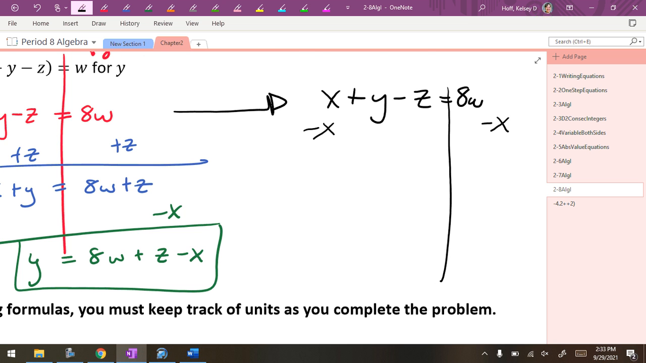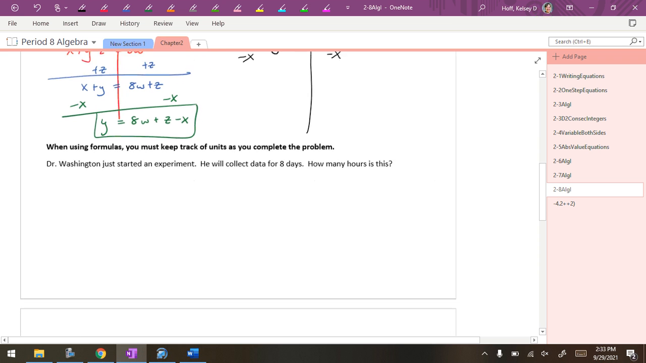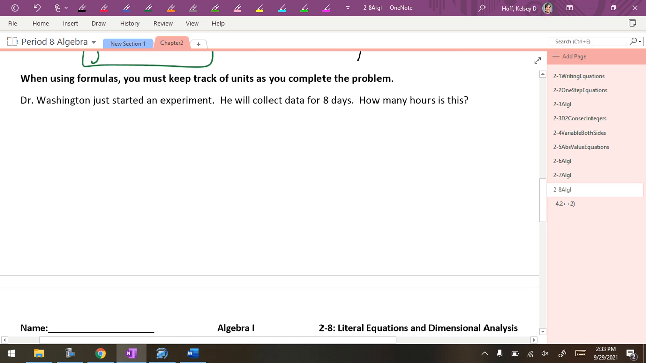That's the first half. So the top of this is labeled literal equations and dimensional analysis. We just did literal equations, letters and equations. Now we're going to talk about dimensional analysis. So with formulas and what we were doing with various letters, we have to keep track of units. Remember, units are how you measure something. Meter, miles, feet, inches, different units of measure.